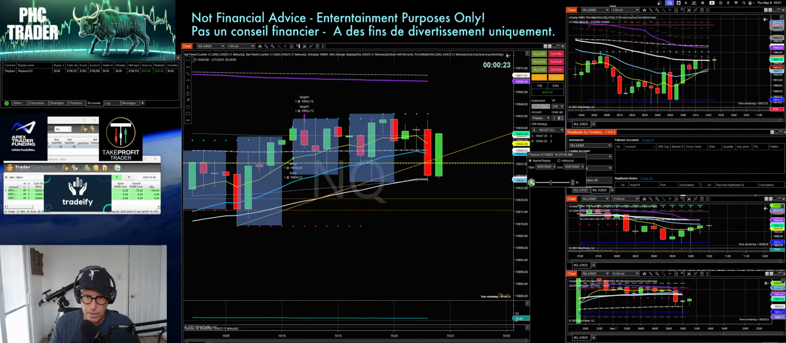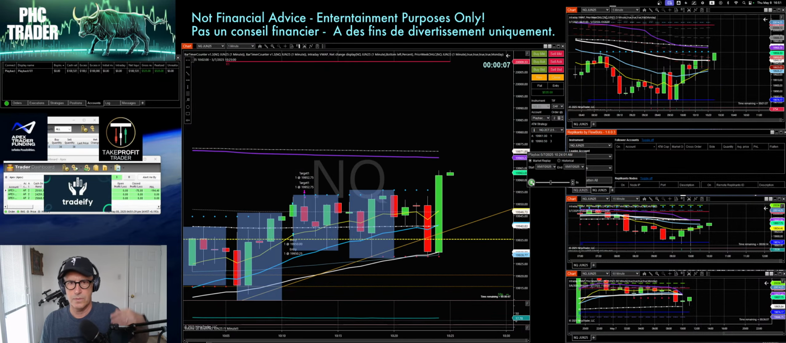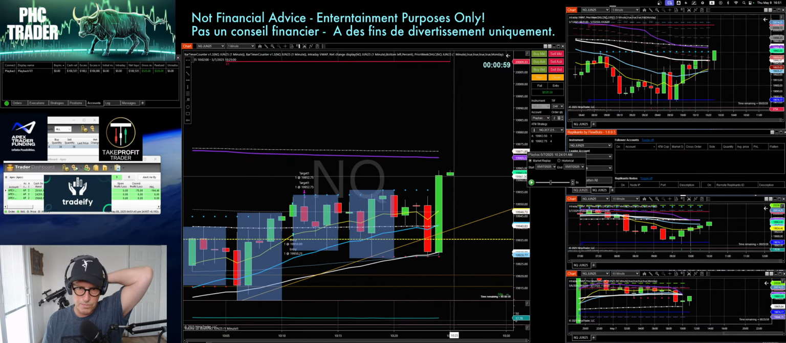Big candle back up. Wow, it's even bigger. See how it closed up? I would have taken this one, probably not, because I would have thought of an exhaustion.